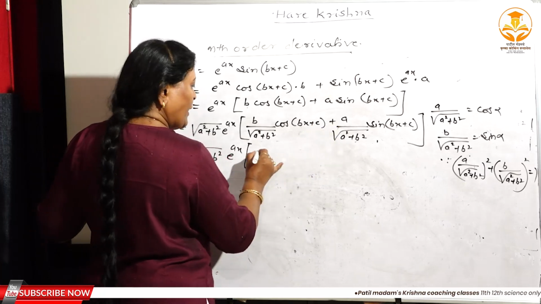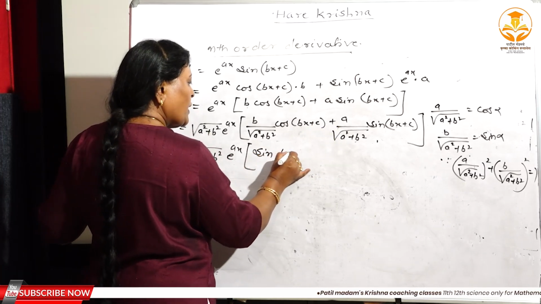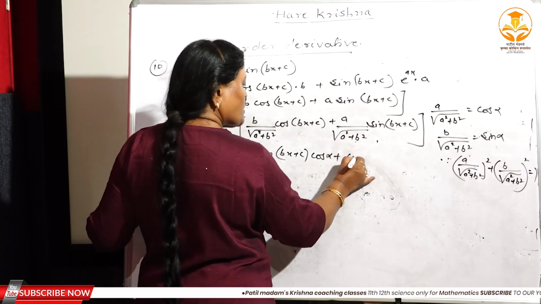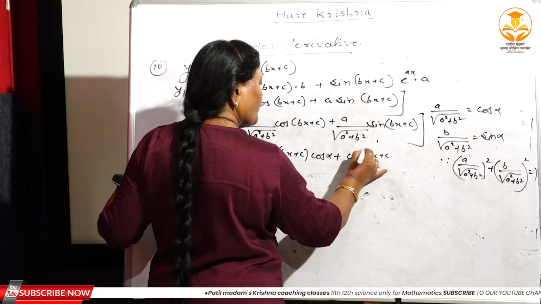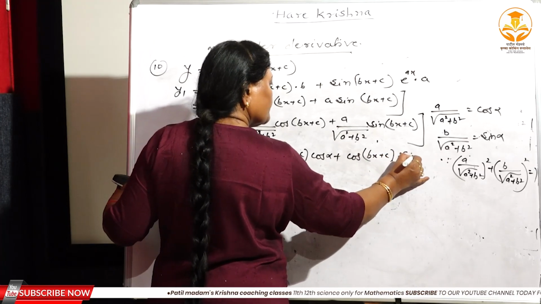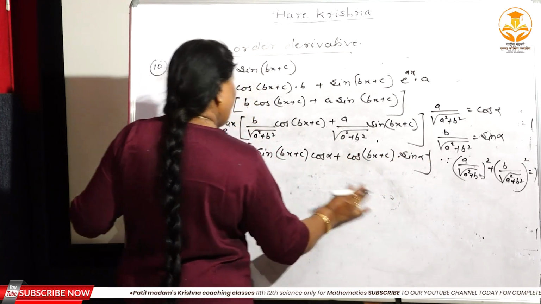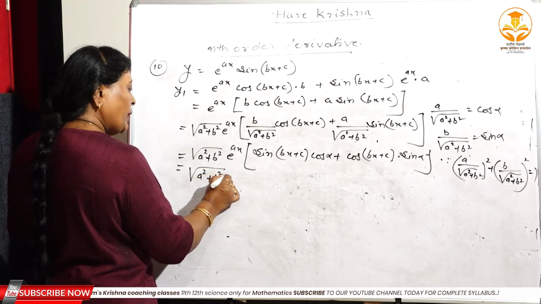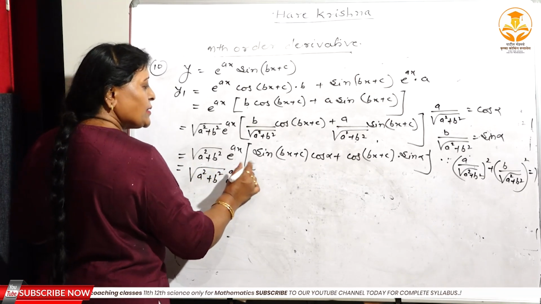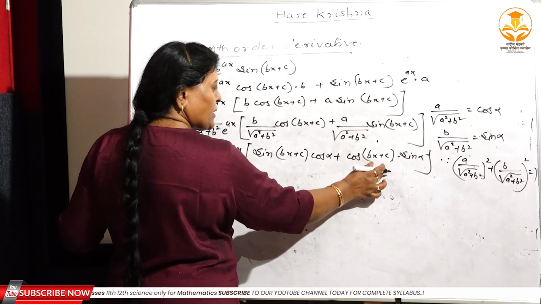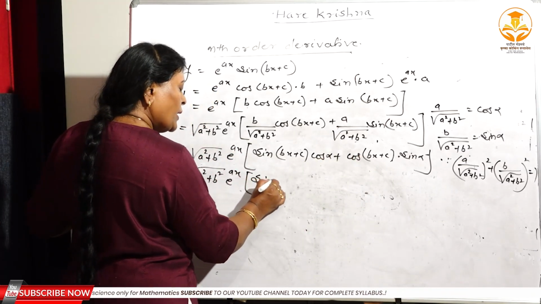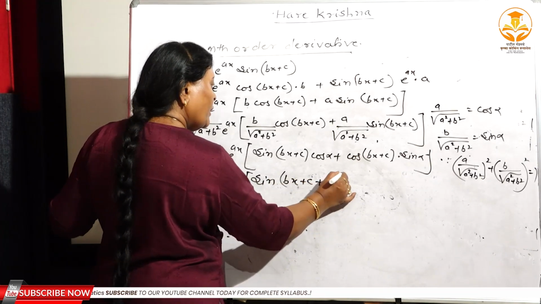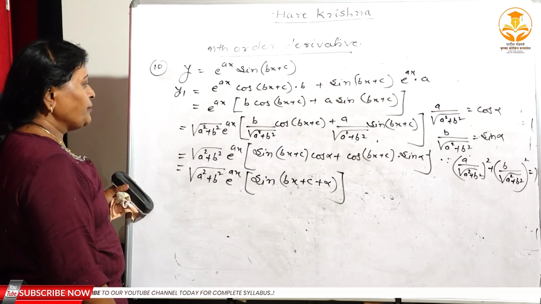Again, this function I will write first: sine of bx plus c into cos alpha plus cos of bx plus c into sine alpha, right? And this you can write as root of a square plus b square e raised to ax, and this is sin a cos b plus cos a sin b. This is the formula of sin of bx plus c plus alpha. This is your first order derivative, isn't it?